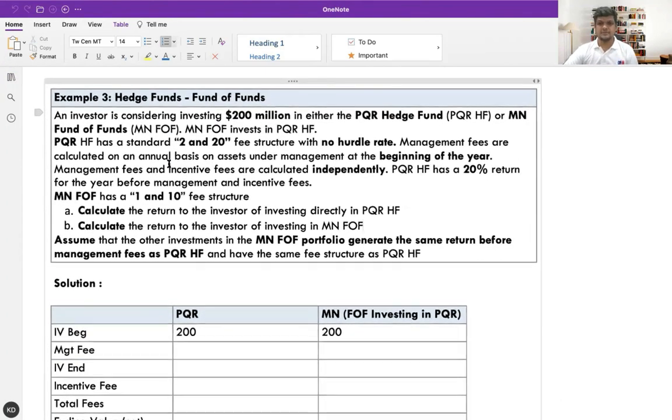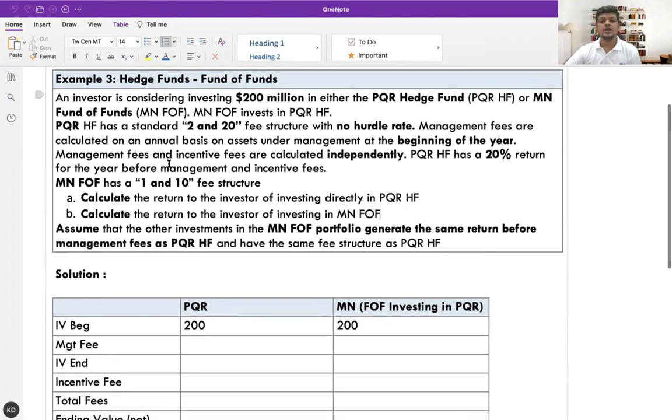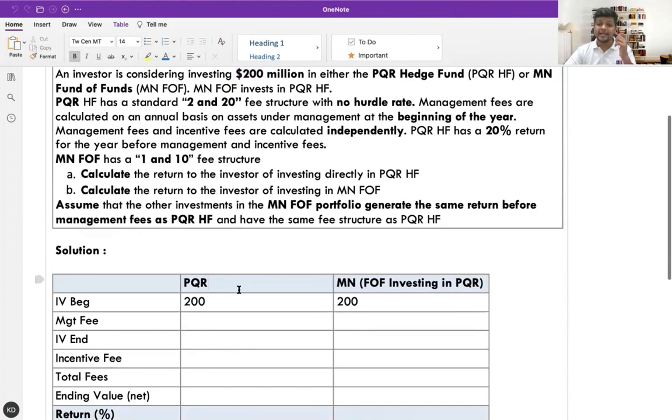So here's the situation, and understand it very carefully. Basically, the fund of funds is always going to underperform the actual fund. Now I'm going to compare two things, a hedge fund and a fund of funds which invests in that hedge fund. For simplicity, we'll assume that it invests only in this hedge fund. Ideally, it invests in a variety of hedge funds. So an investor is considering investment of 200 million in either a PQR hedge fund or MN fund of funds, which invests in PQR. So either I will invest $200 million in PQR or MN fund of funds, which invests in PQR. Clear?